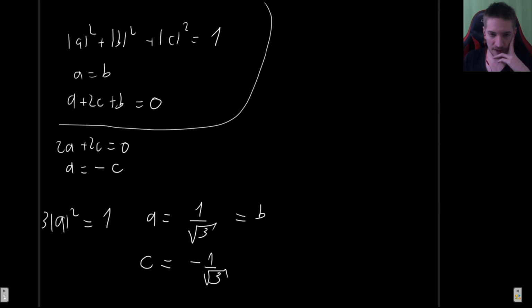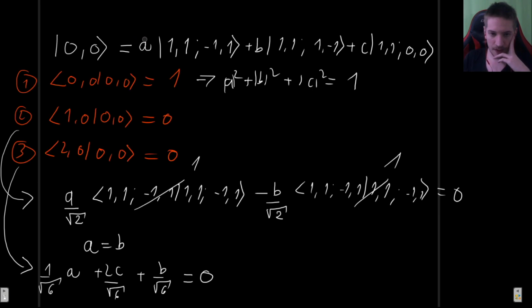So let's plug these values back in. Let me get rid of all of them. So this is a minus sign, and I will factor out this 1 over square root of 3. And this is our result. This is it. We have found each and every single coefficient for every single possible state of this system. So if you have any questions, let me know. But as you can see, this is quite a simple procedure.